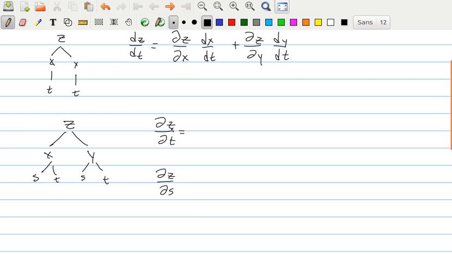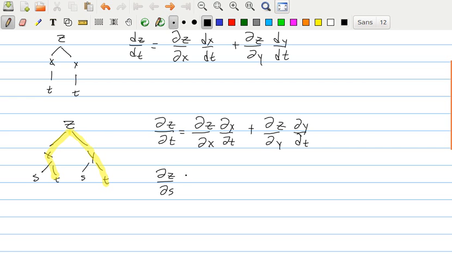So for the partial of z with respect to t, we're going to go along this first branch from z to x to t. So that'll be the partial of z with respect to x times the partial of x with respect to t, plus the other branch, we're going to go along from z through y to t. So this will be the partial of z with respect to y times partial of y with respect to t. And those are partial derivatives.